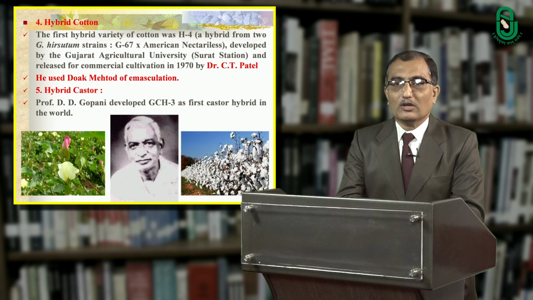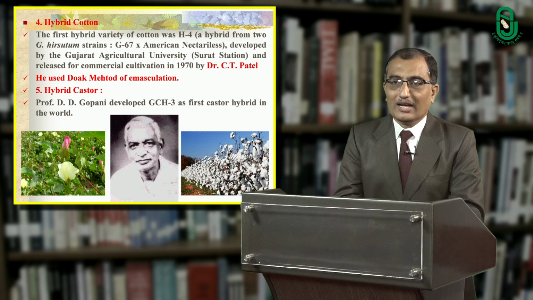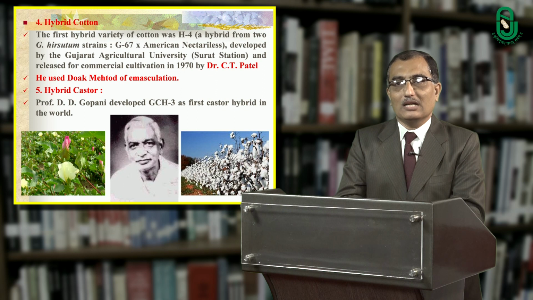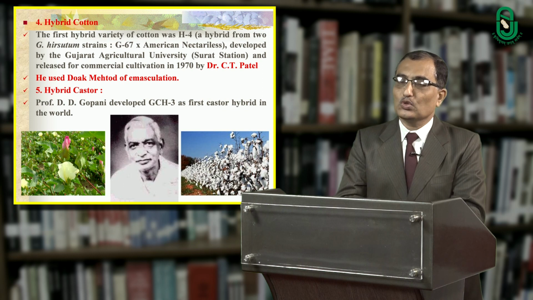Then the development of hybrid cotton varieties was done by our Gujarat scientists. The first hybrid variety of cotton, H4, a hybrid between Gossypium arboreum strain G67 and American Nectarines, was developed by Gujarat agriculture scientists at the Surat research station and released for commercial cultivation in 1970, and that credit goes to Dr. C.T. Patel. So C.T. Patel is known as the father of hybrid cotton. He used a dioecious method of emasculation, practicing hand emasculation and pollination.